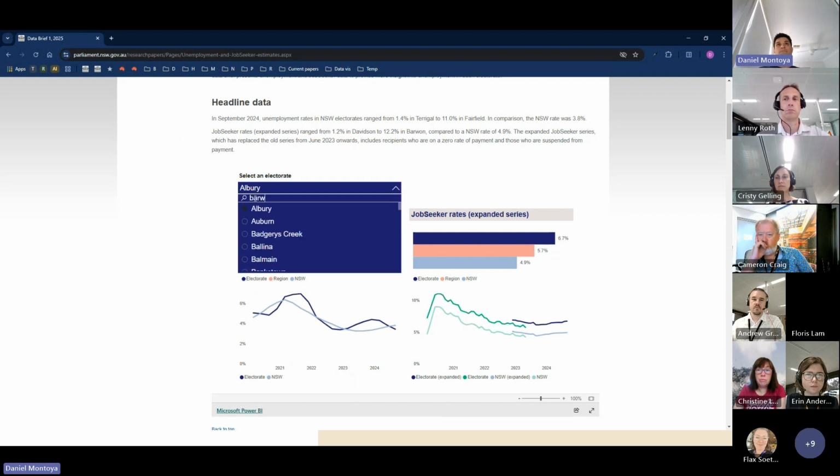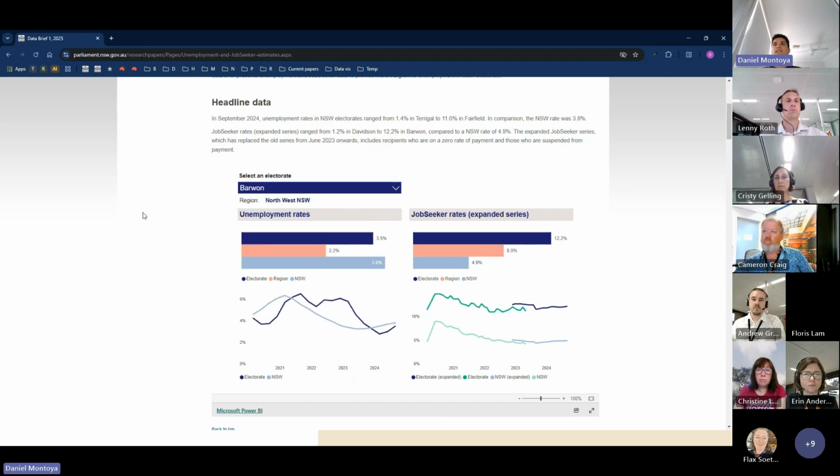So we'll start with Barwon, which is a relatively disadvantaged electorate in northwest New South Wales. In September 2024, you can see it had an unemployment rate of 3.5%, below the New South Wales rate of 3.8%. And over time, its unemployment rate has fluctuated around the New South Wales rate. In contrast, Barwon has the highest JobSeeker rate in the state at 12.2%, compared to the New South Wales rate of 4.9%. And that's been pretty steady over time.